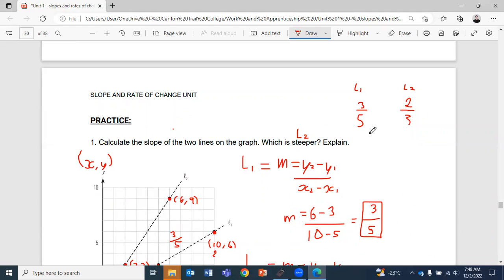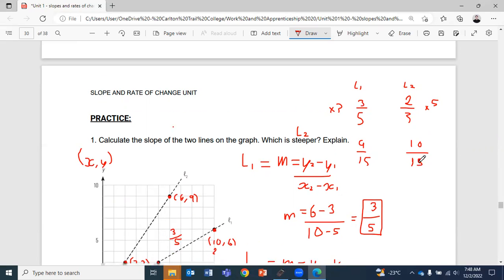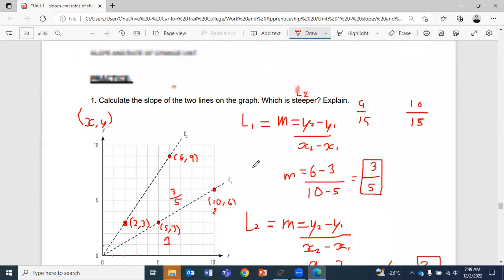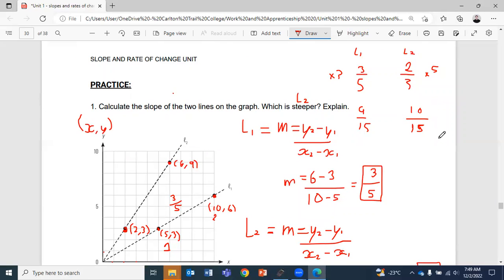But what we're going to also do is we're just going to get them to the same lovely denominator here. So cross multiply, right? So I need to times this side by 3, this side times 5, or you can use your calculator. That's fine too. I'm going to get 9/15 for L1 and 10/15 for L2. Okay. So this is saying that rise over run, right? I go up by 9 for every 15 I go across, or I go up by 10 for every 15 I go across. This is a steeper line.